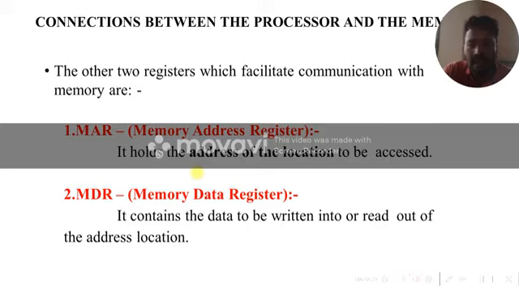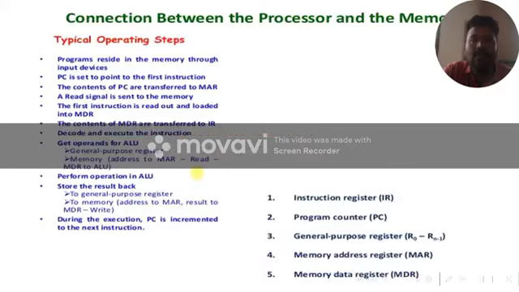First one is MAR, the memory address register. It is used for holding the address location of the data to be accessed. Whereas MDR contains the data that is to be written, or retrieved, or read out from the address location we are specifying. These two registers are very useful in retrieving and writing data. So we have different types of registers.